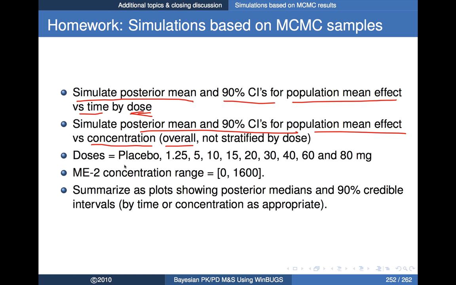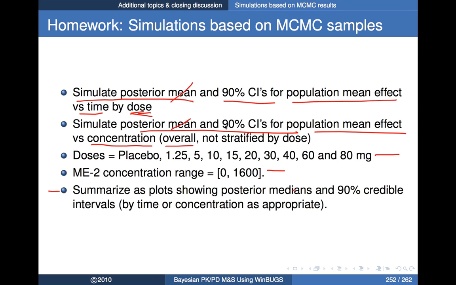Do it for basically all the doses that were in that study for the ME2 hands-on 2 example. They're listed here. And for our ME2 concentration range, make that from 0 to 1600. I forget our units, they were probably nanograms per mil. And summarize those results as plots. Notice I say mean here and median here. Why don't we call these two medians?